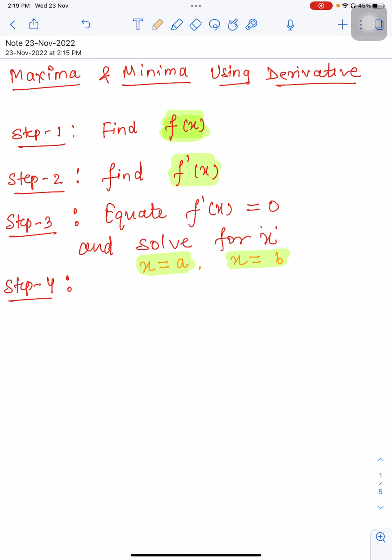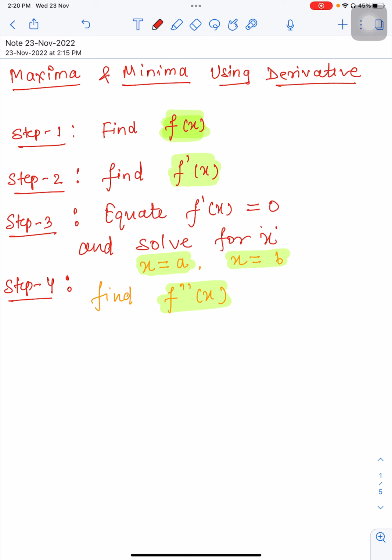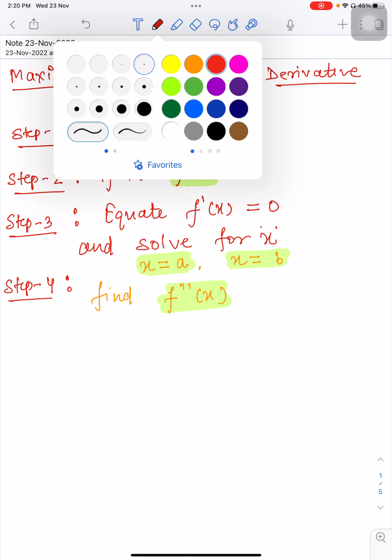So step 4 says what? Find f double dash of x. फंक्शन को एक बार और डिफरेंशिएट करो. And then this second derivative will help us to determine which one is maximum and which one is minimum.